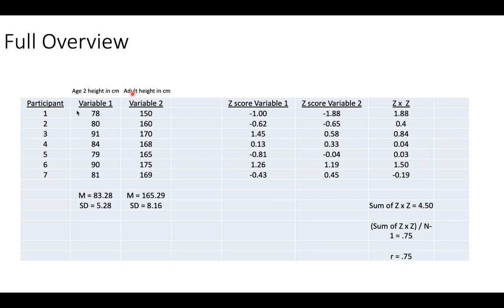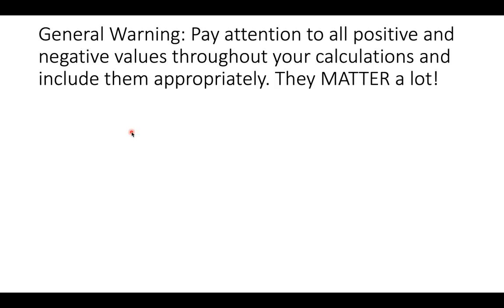We don't know, but we have data from 7 people. For each participant, we have their height in centimeters at age 2, and we have their height in centimeters as an adult. So these are what we call our raw data. It's just the scores from our individuals. And we're going to look at what happens when we just start from raw data, how we can get all the way to an R.